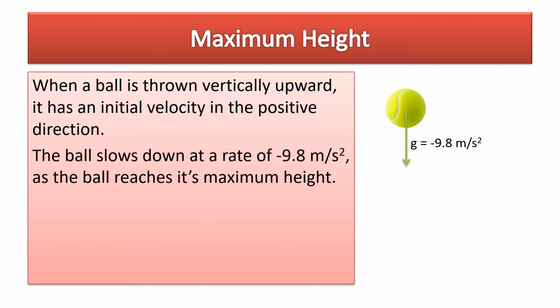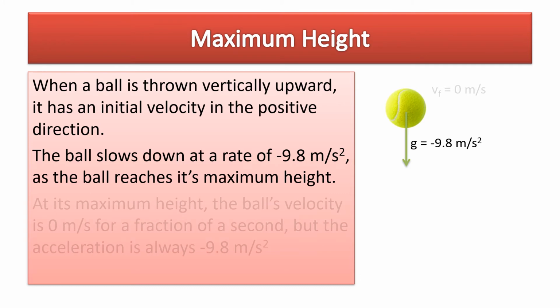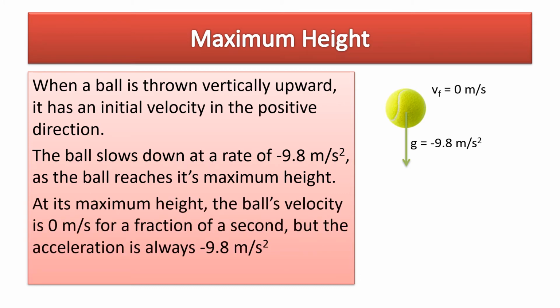So the ball slows down at a rate of negative 9.8 meters per second squared as the ball reaches its maximum height. That velocity was positive, the acceleration was negative. They're pointing in opposite directions. So yes, it slows down to 0. So at the maximum height, the ball's velocity is 0 meters per second for just a fraction of a second, but the acceleration is always negative 9.8 meters per second squared.